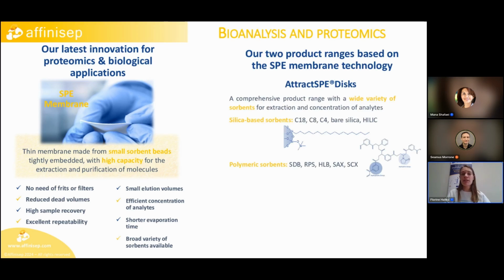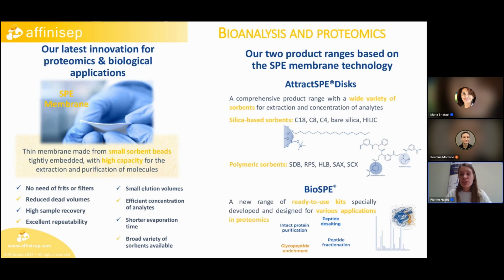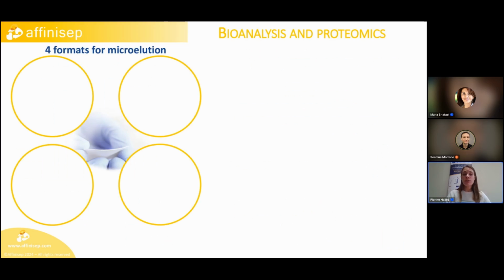So based on this SPE membrane technology, we have developed 2 product ranges. The first one is called Attract SPE Disc. So this is a comprehensive range made of polymeric and silica-based sorbents. So it can be C18, HLB, or GVB, for instance. So very chemistry oriented. And the second range is called BioSPE, and this one is more application oriented because it's composed of ready-to-use kits, specially developed and optimized for different applications such as peptide desalting, peptide fractionation, glycopeptide enrichment, or purification of intact proteins.